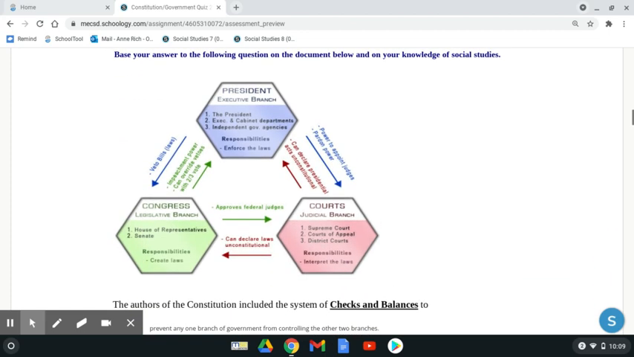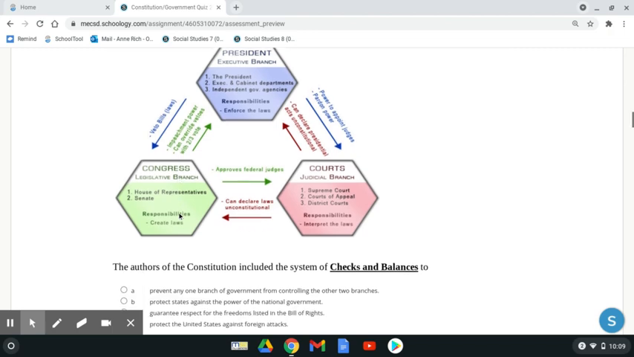Question number 4. Please look at this picture. This one says the president, executive branch, courts, judicial branch, and Congress, legislative branch.